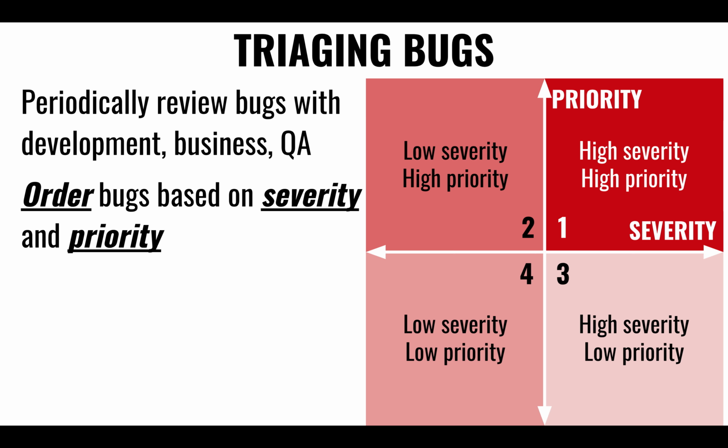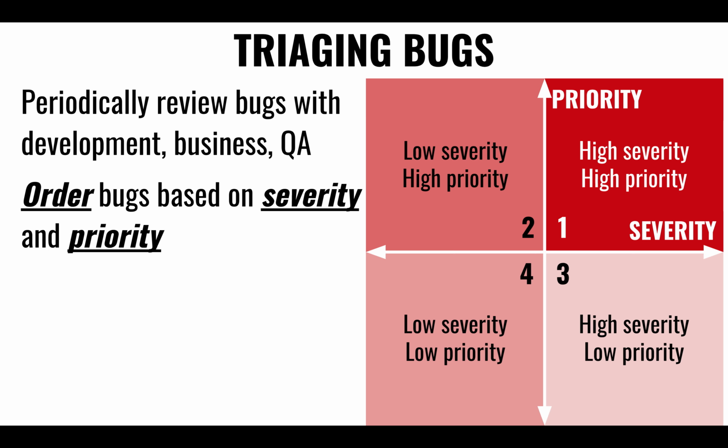Also, the priority, as in measuring what the impact is, right? It's only affecting a few folks or a lot of folks. So depending on the combination of high priority, high severity, typically we'll give that an order of 1. Low severity, high priority 2, high severity but low priority 3, and low severity, low priority.